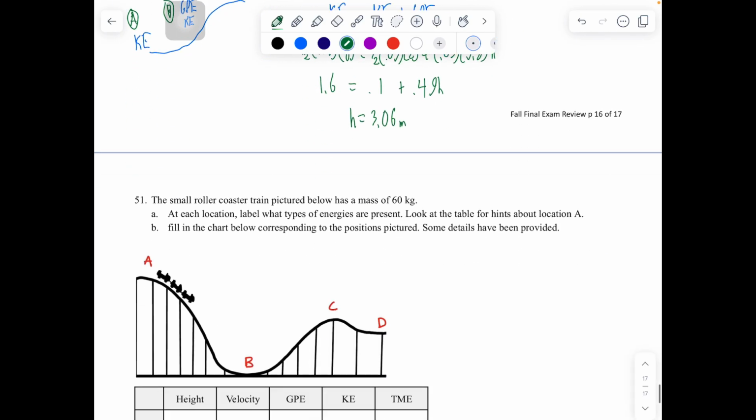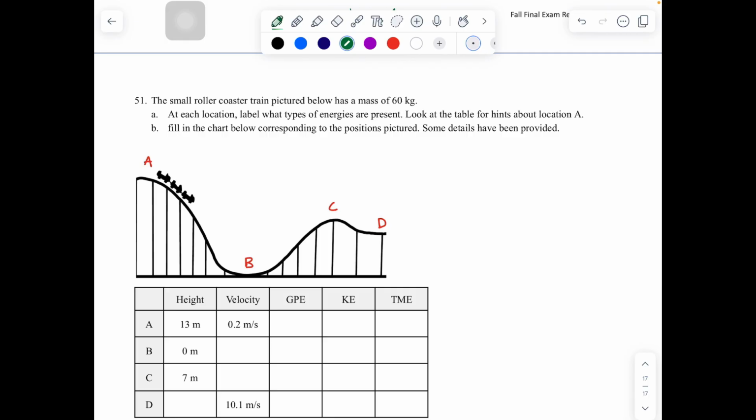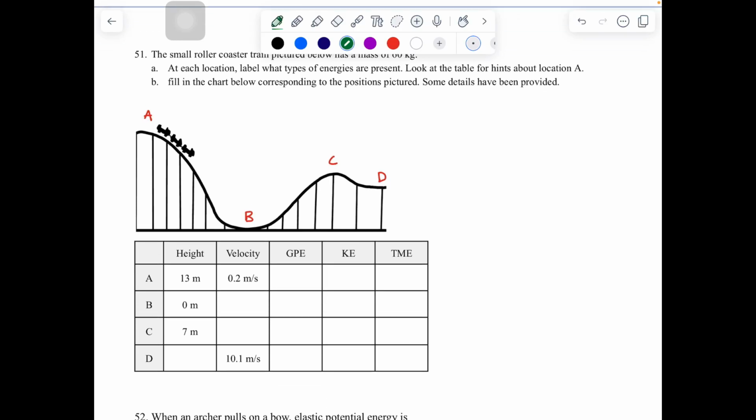Excellent. Last page. A small roller coaster train, pictured below, has a mass of 60 kilograms. At each location, label what types of energies are present. Look at the table for hints about location A.